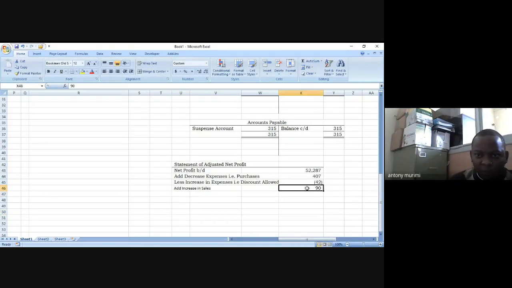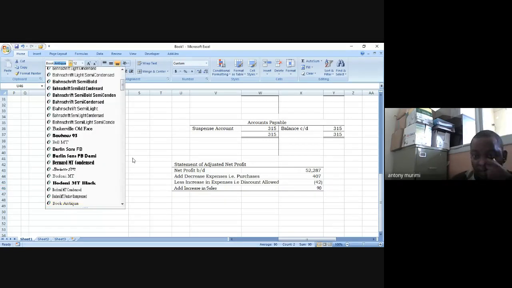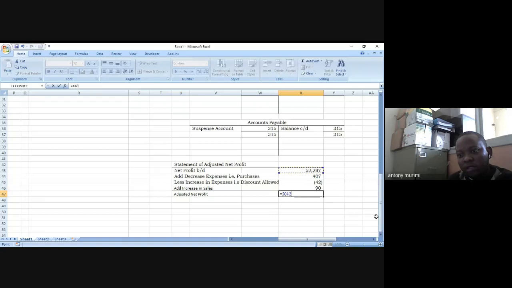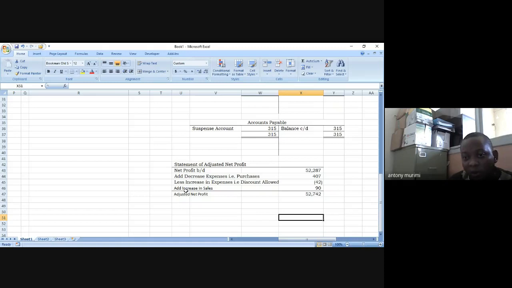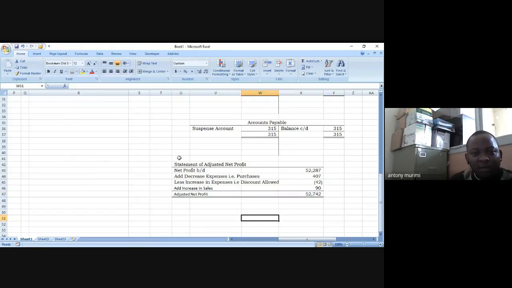Now after this, we shall have the adjusted net profit, which shall be equal to 52,287 plus 407 minus 42 plus 90, which is now 52,742. That is now the adjusted net profit.